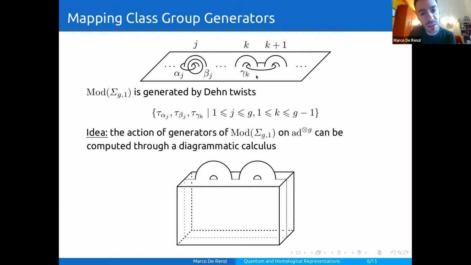It's sufficient to consider these curves, and in fact this system is redundant, but it's not a problem. So the curves alpha j are kind of meridians for these one handles. Then you have longitude curves, these beta j curves, and then we have gamma k's that are curves that encircle two different one handles. And so we have g many of alpha and betas and g minus one many of gammas. And right, so I will give you some formulas.